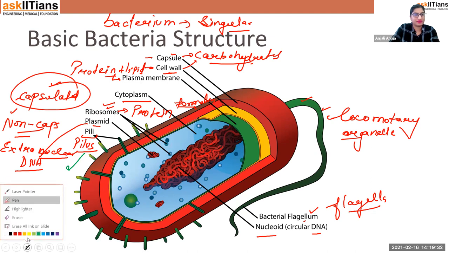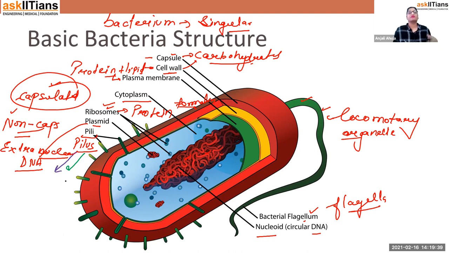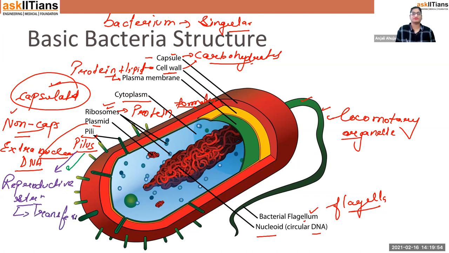Let me take a simple pen and change it to the purple one. Okay, now I'll talk about the pili. Pili is nothing but, you may say, a reproductive structure which helps in transferring the genetic material. Transferring with double R, genetic material. Imagine this is one bacteria, this is another. They will be connected with the help of pili, and then genetic material, meaning DNA, will be copied from one bacteria to another, and that's where this pili is important.